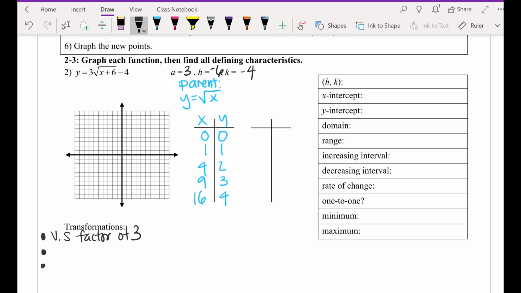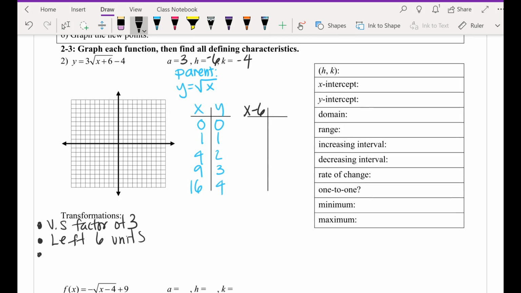X - 6? No, that's what we're going to do in a transformation table. But when we state out the transformation verbally, what do we say? Left. Very good. Left 6 units. Then Maurice, your K value being -4, what kind of transformation is that? Down 4. Perfect. So all of these are still the same.